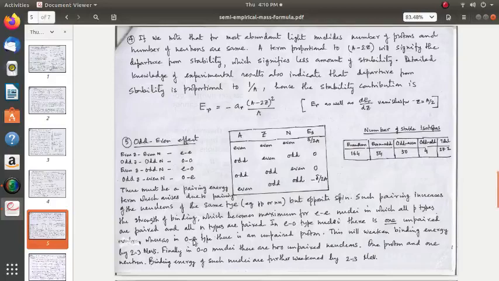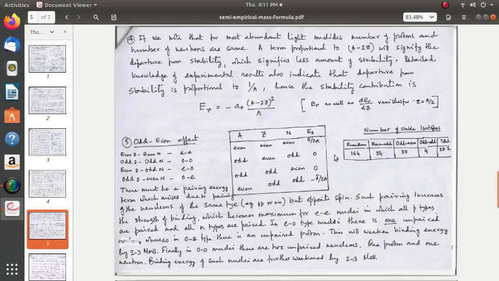There will remain one unpaired neutron. In the odd-even type, all the neutrons will be paired, but not all the protons, because there will remain one unpaired proton. So either one unpaired proton or one unpaired neutron will weaken the binding energy by a few MeV.